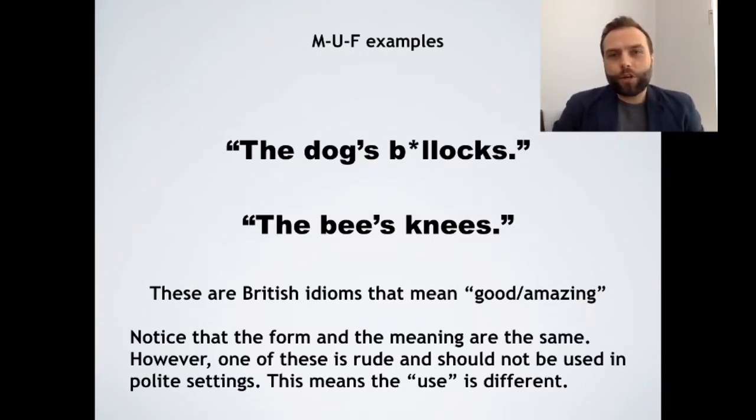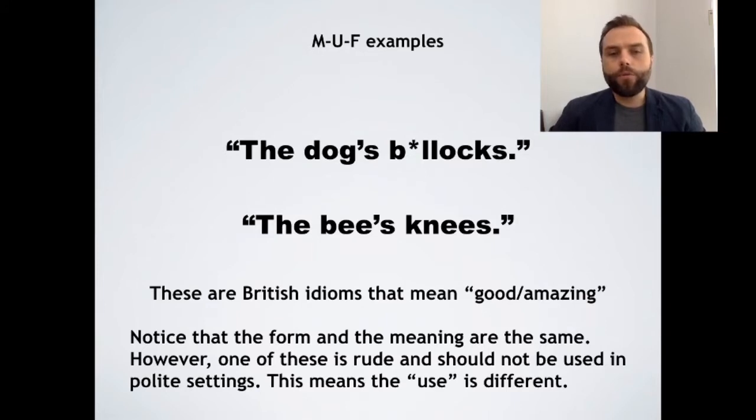These two expressions are British idioms that mean good or amazing. Have a look at these. These are idiomatic expressions, kind of slang. The first one, the dogs. I've put a little star there because that's actually a bit of a rude word. And the second one, the bee's knees. Don't worry if you've never heard of these expressions. These are very colloquial British expressions. I don't expect you to know them, so that's why I'm explaining. They are idioms and they mean good or amazing.